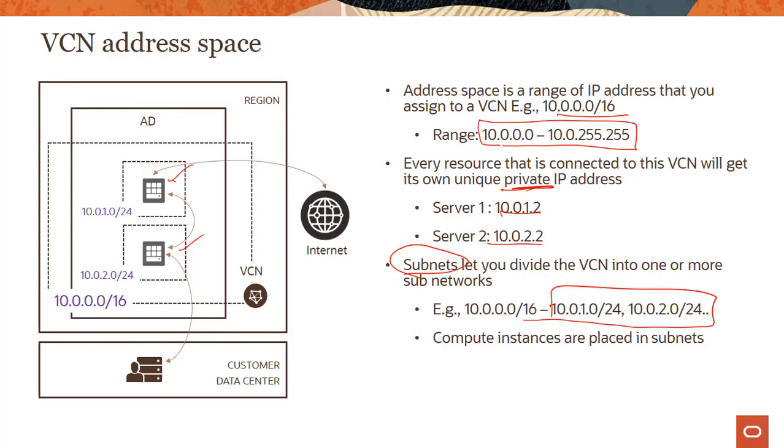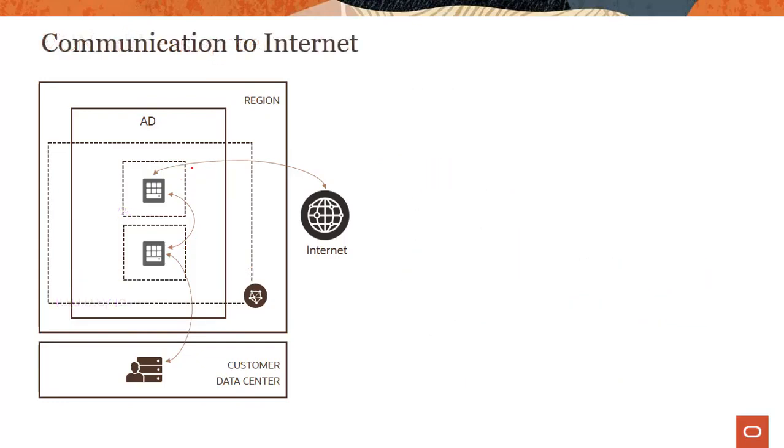The idea is your compute instances are placed in subnets. You cannot put a compute instance just in a VCN without a subnet. You have to create a subnet, at least one. And then subnets can be isolated and secured. This is one of the big reasons why you would have subnets, because you could run security on a subnet.